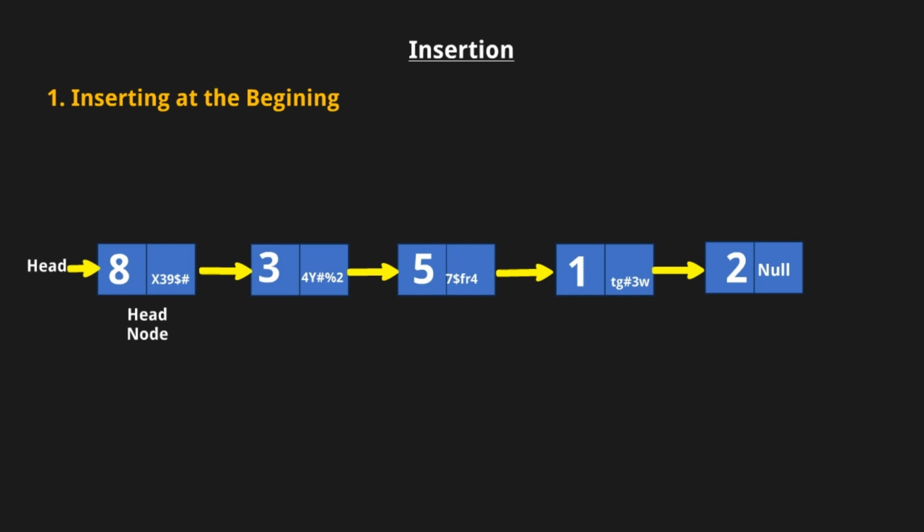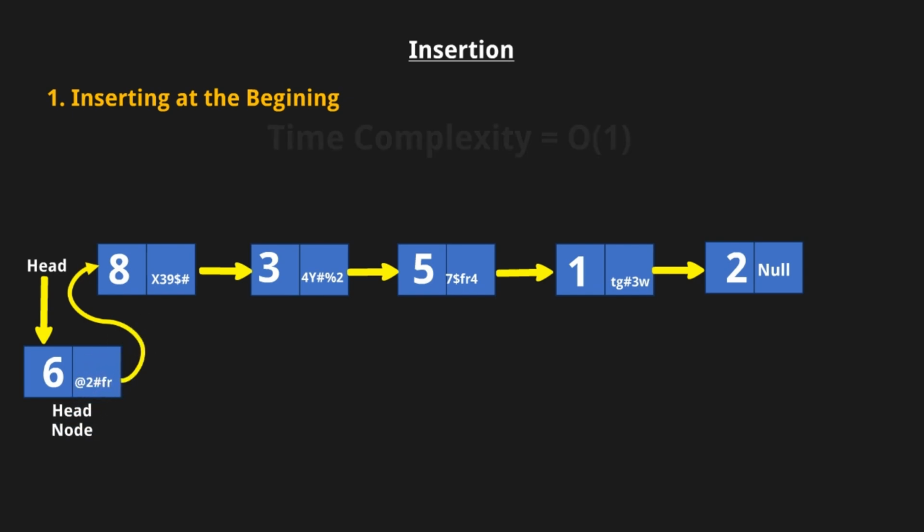To insert at the beginning, create a new node, point its next to the current head, and update the head pointer to this new node. This operation is very efficient, taking constant time, O(1), because it only requires updating the head pointer.